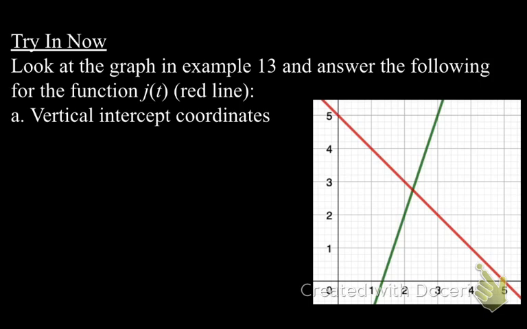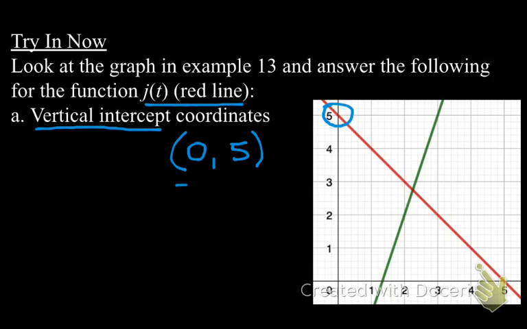But for this next example, we're supposed to find the vertical intercept for the red line, j of t. So the vertical intercept is going to be on the vertical axis, which is going to be right up here, and so the coordinates of that will be the point x equals 0 and y equals 5. Remember, your vertical intercept, which is typically the y-intercept, the x value will be 0, and the y value, or the second number, will be whatever.